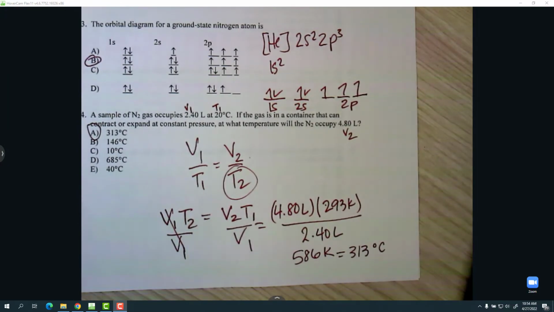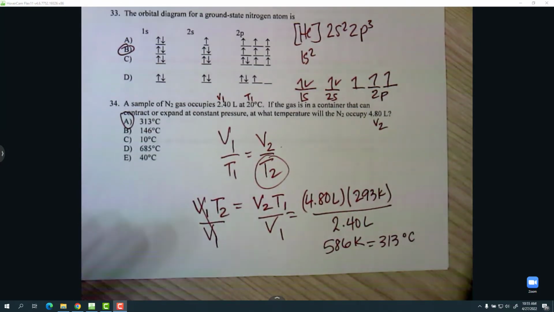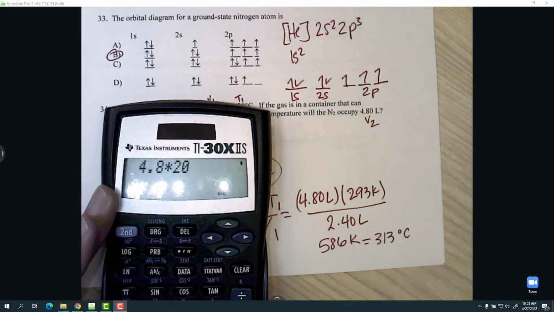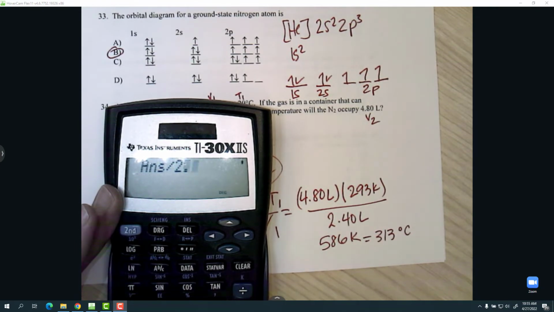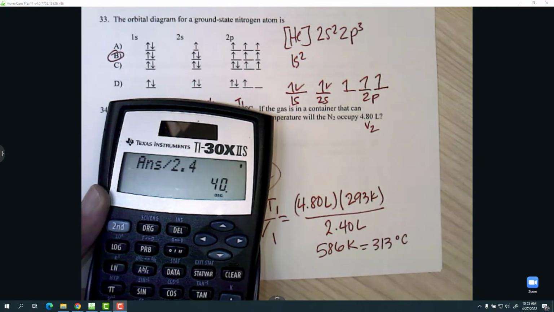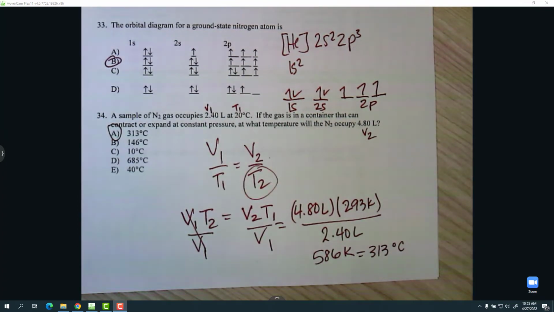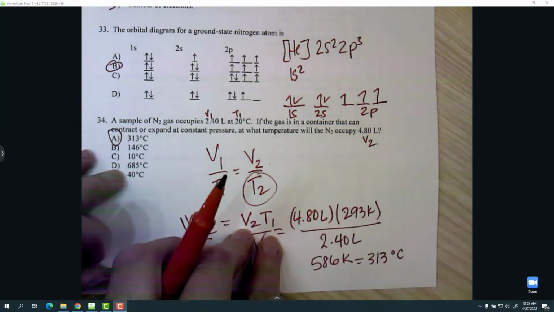But that is not the same as just doing it in Celsius. So let me just show you. 4.8 times 20, if I plug in the Celsius temperature, 4.8 times 20 divided by 2.4 gives me a totally different number. Way different, right? 40 degrees is nowhere close to 313 degrees, which is the correct answer. So just make sure you remember to convert and then convert back if necessary.